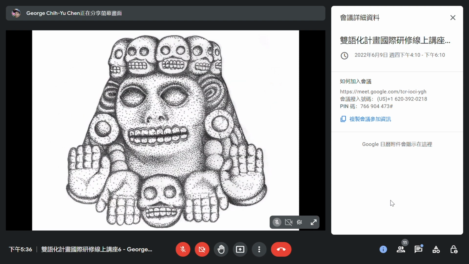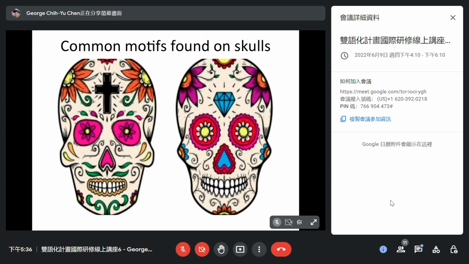Here, I give you a picture of Coatlicue, the guardian of fertility, life, death, and rebirth. You can notice that it has a necklace of human hearts and hands and a skull pendant. You can see some common motifs, 一些普遍的图案, found on skulls.